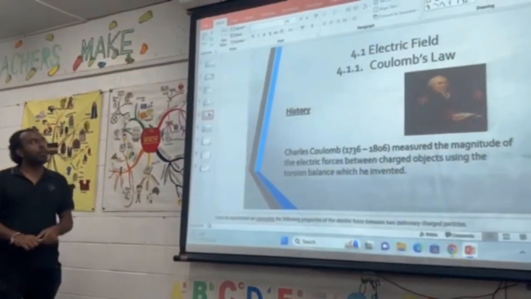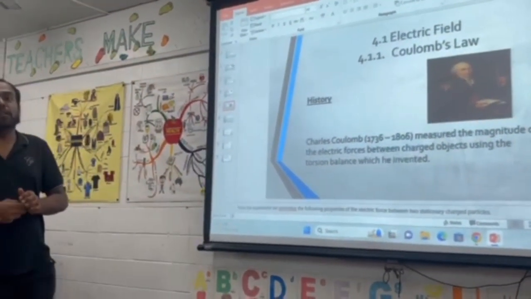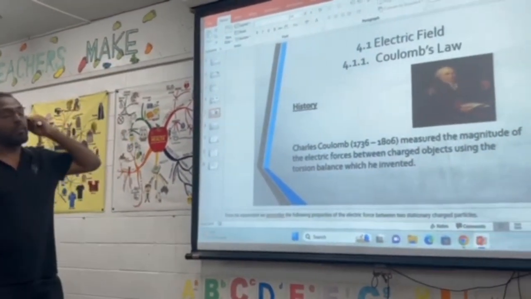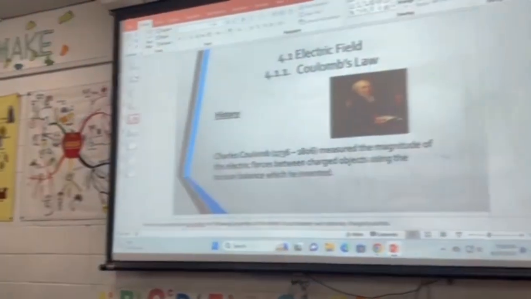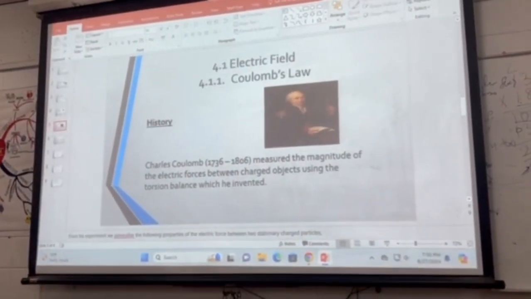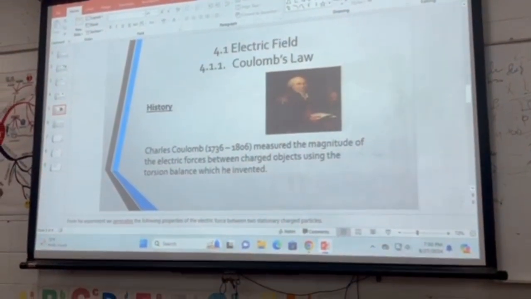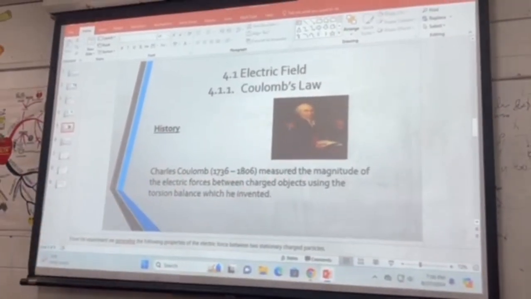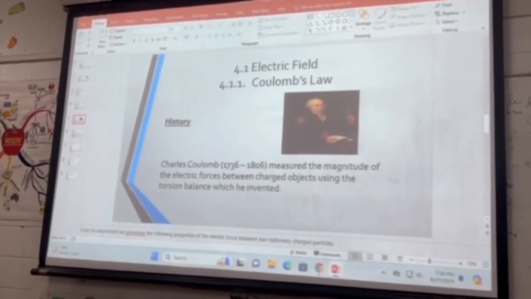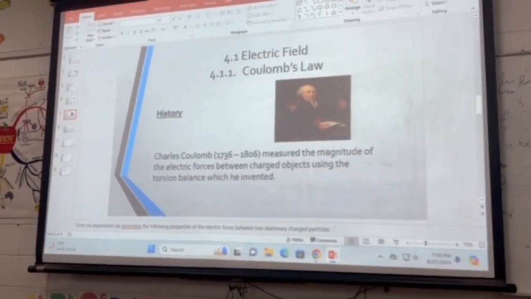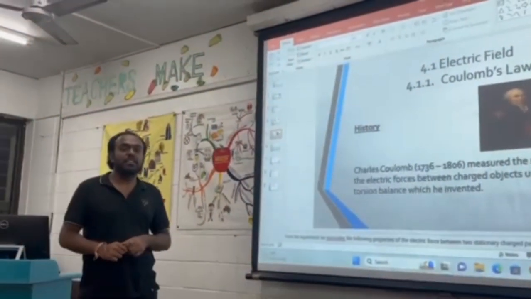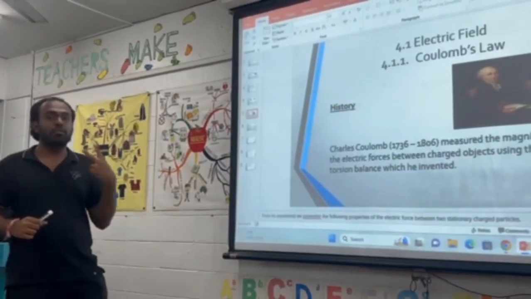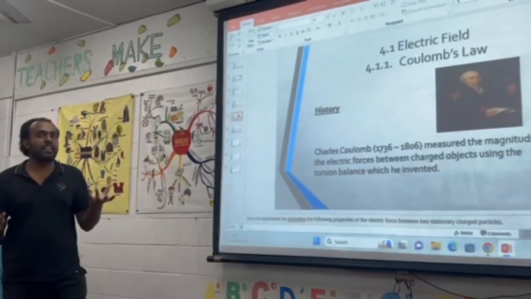Now we'll go on to the next topic, electric force. What is Coulomb's law? Just a brief history. Charles Coulomb was born in 1736 and passed away in 1806. If this is his picture, he measured the magnitude of electric force between charged objects using the torsion balance which he invented. From his experiment, we generalize the following properties of electric forces between two charged particles, the positive and negative.